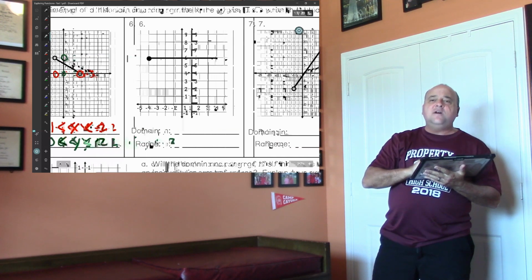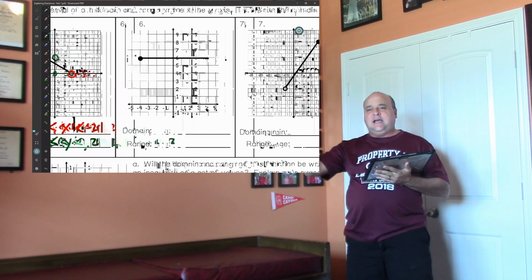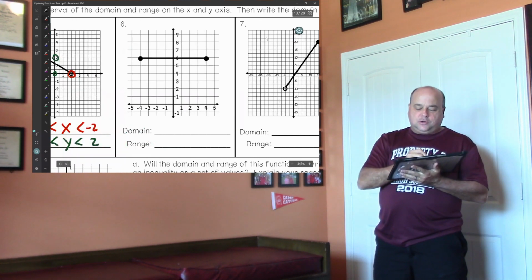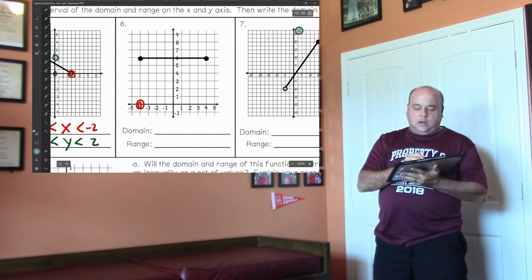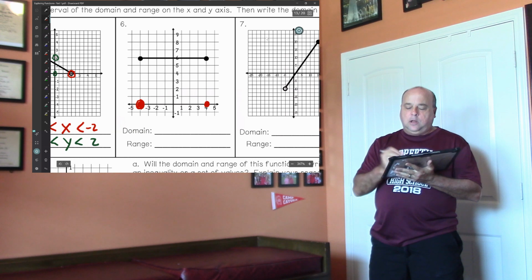Fun, fun, fun. Now then, we're going to do domain and range again. We're going to make dots on the x-axis and on the y-axis, right? So the domain will start over here at negative 4, and I'm going to close the dot. And it's going to go all the way to positive 4, and I'm going to close the dot.